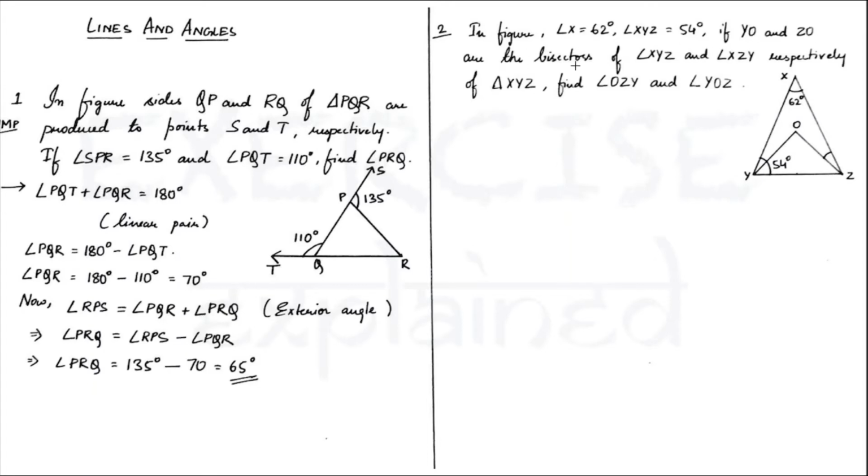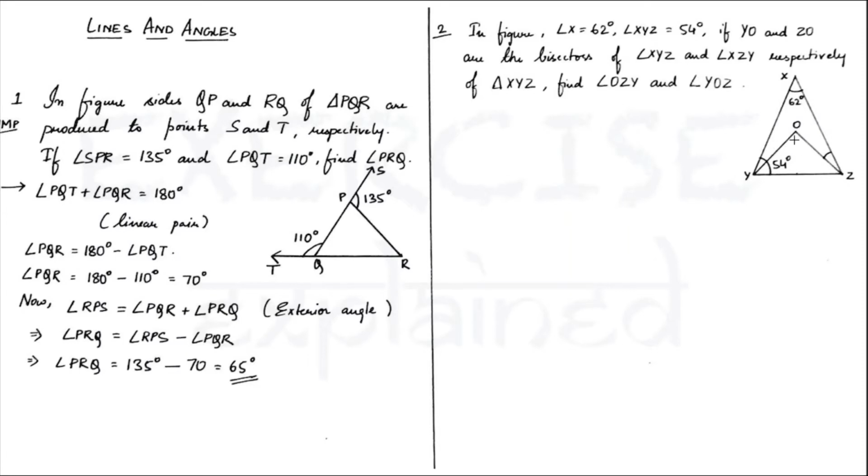YO and ZO are the bisectors of angle XYZ and angle XZY. Bisectors in the sense they just divide this angle into two equal parts. So YO divides this angle into two equal parts and ZO divides this entire angle into two equal parts. Find angle OZY. OZY means this angle over here. This angle we need to find. And then we need to get the value of YOZ. YOZ is this angle over here.